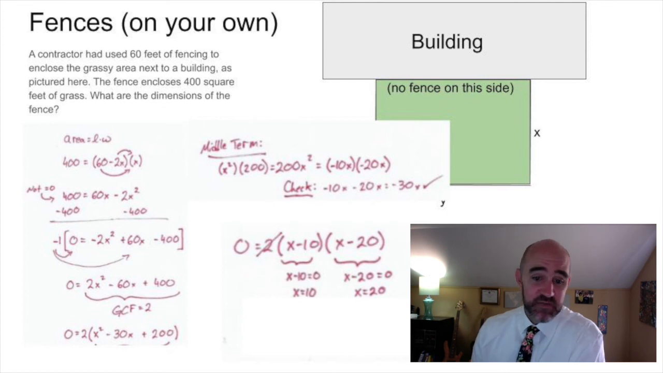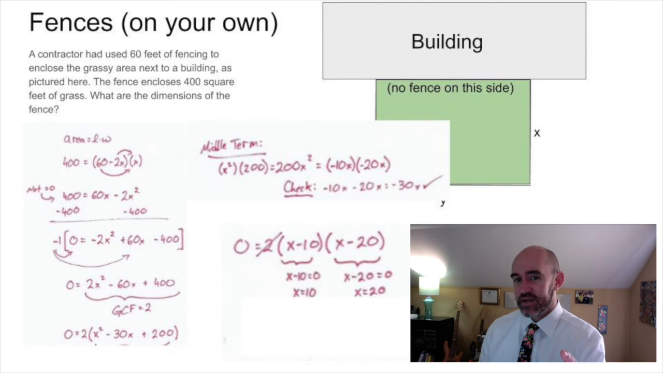Then we set to factoring, because if we know that it's equal to 0, then if we can factor it, we can determine what makes each factor equal to 0 to find our possible solutions. So we do that. And when we do, we factor and we get 0 equals 2 times the quantity x minus 10 times the quantity x minus 20. That gives us 2 possible solutions, x equals 10 or x equals 20.